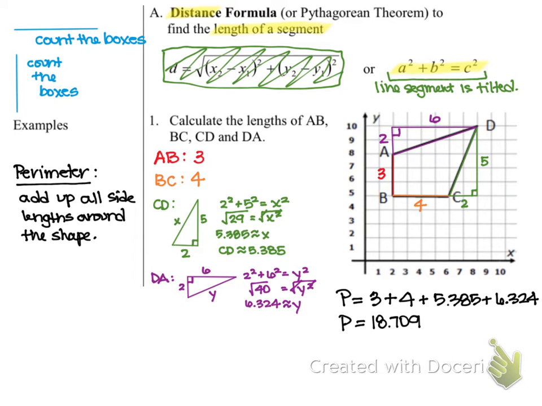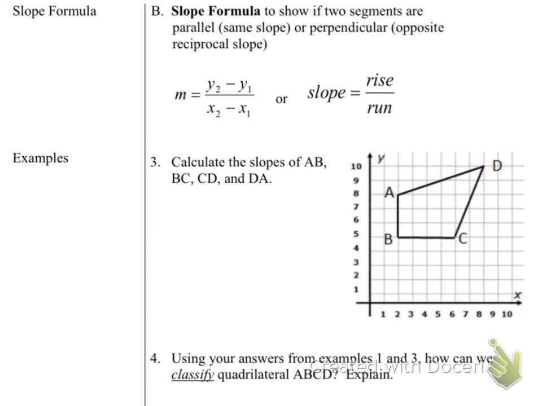So that was our first day, really going through and doing distance. All we practiced was either counting the boxes, if it was straight up and down or straight right and left, or we created right triangles and used Pythagorean theorem. Okay. Second day, we used the idea of slope.